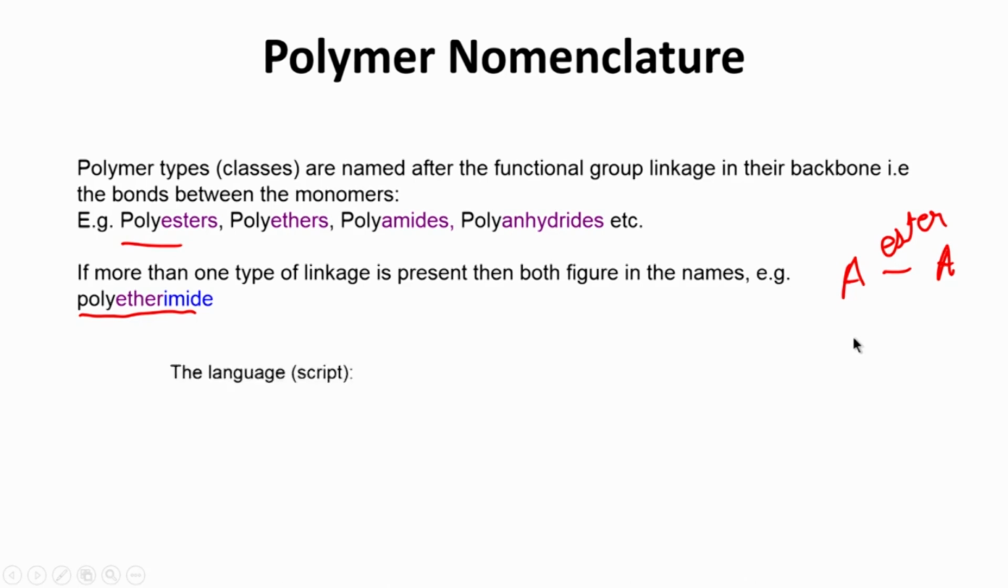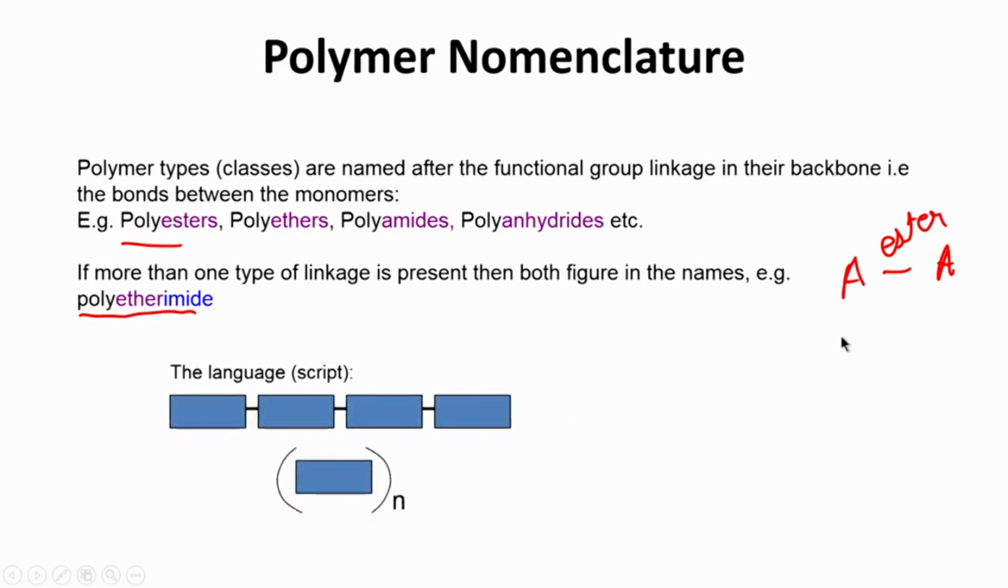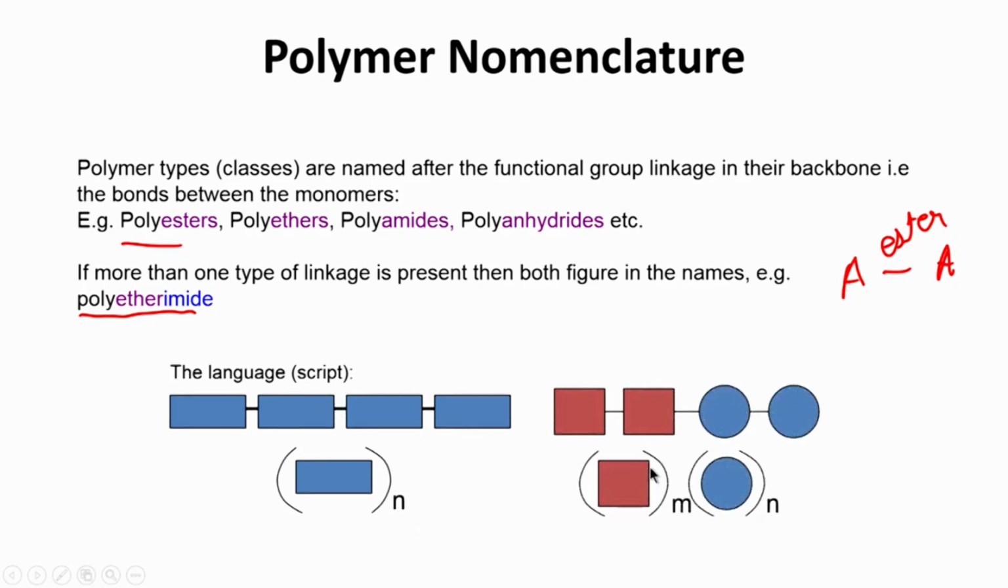And just a quick note on the language that is being used. Typically, if you have, let us say, n monomers combined to form a polymer, it is written as monomer times n, or you can have block copolymers in this case. So, you have m units of monomer 1 and then n units of monomer 2. They might be written as monomer 1 m and monomer 2 n.